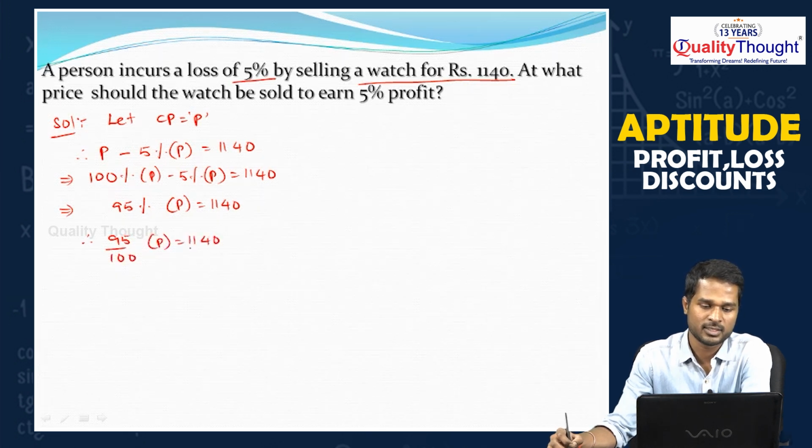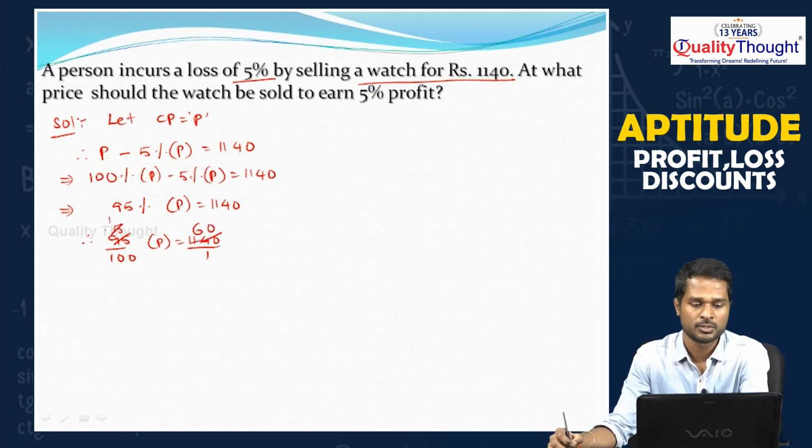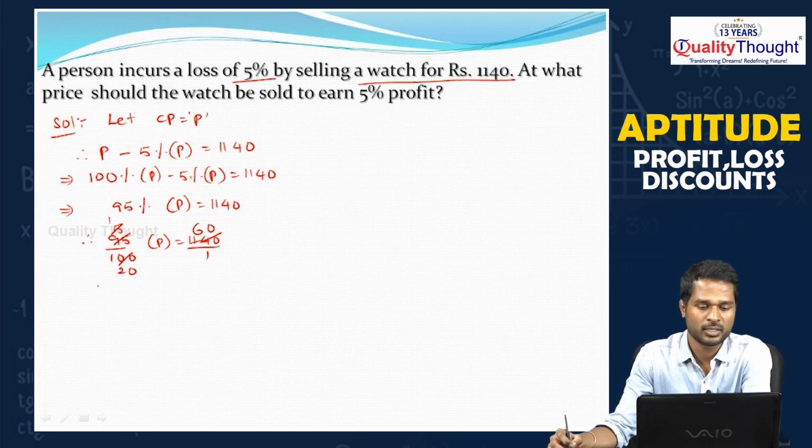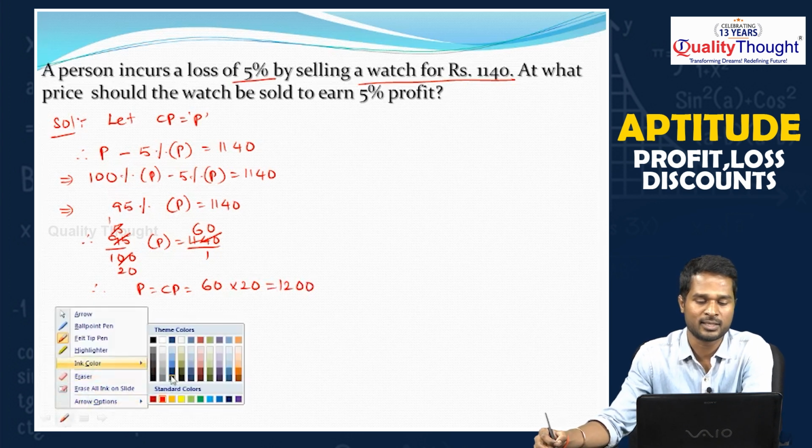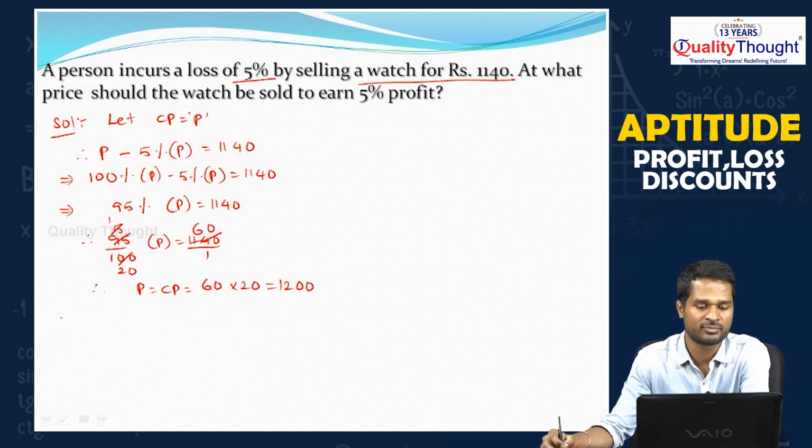Nothing is there, means 1 is there. 19 5s are 95, 19 6s are 1140. Now, go for the cross multiplication to get the values. So, before that, 5 1s are 5, 5 20s are 100. So, P is equal to the cost price, which is 20 into 60, that is 1200 rupees. So, this is the cost price, that means he purchased it for 1200 rupees and as he sold it for 1140 he got a loss of 5%.